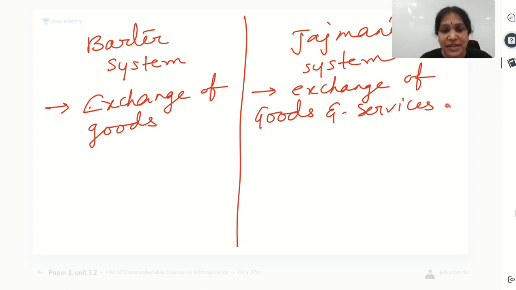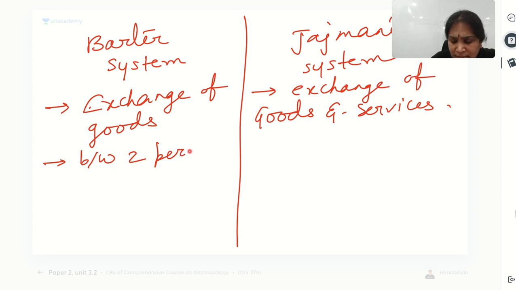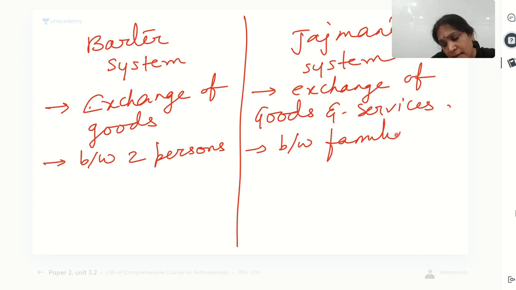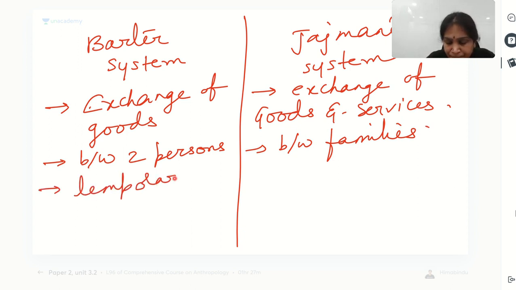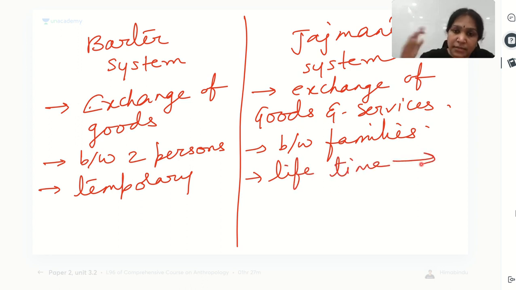Whereas Jajmani is exchange of goods and services plus. This is not between two persons, this is between families. It is a relationship between the families. How? Barter is only temporary. This is long term, lifetime, and not only lifetime, but generation after generation.